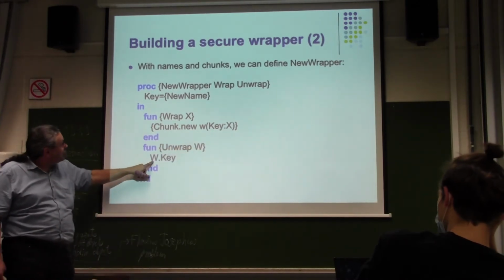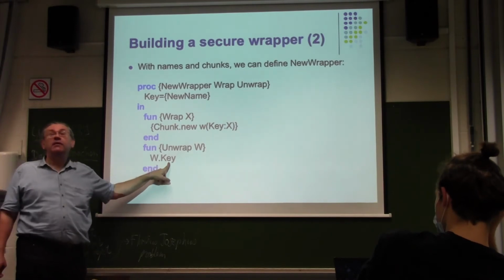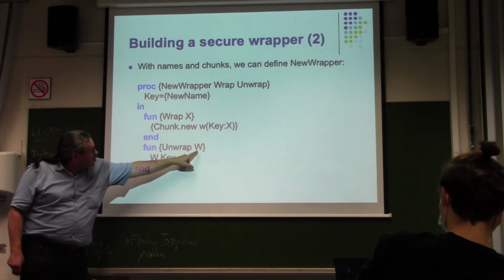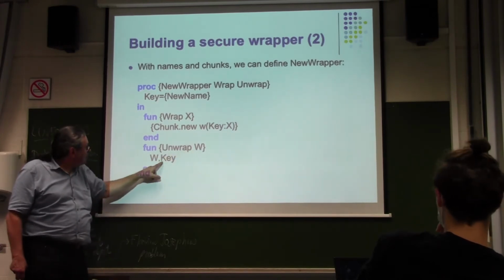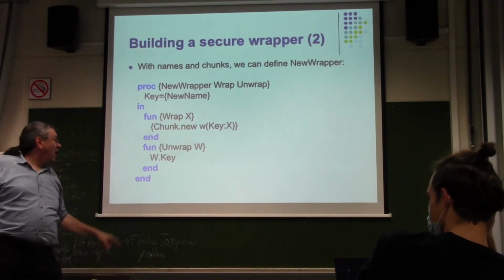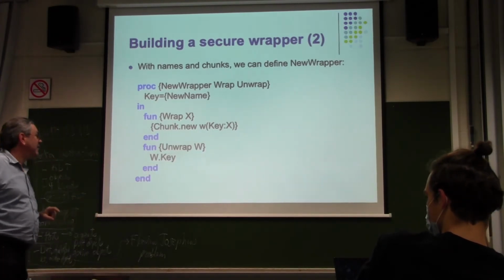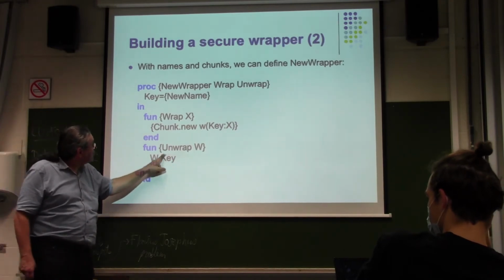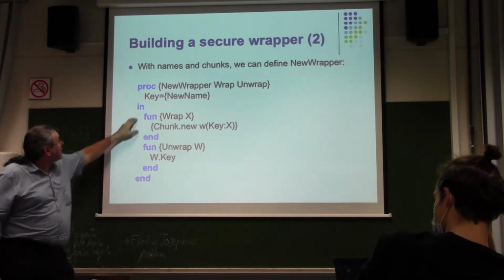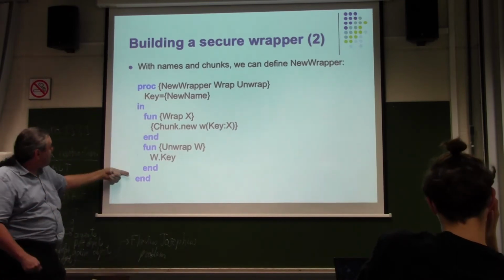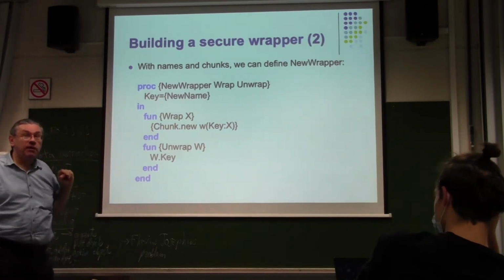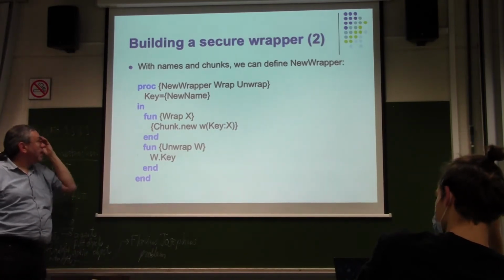So unwrap will just do W dot key. So W will be one of these chunks. So this is a secure record. And the only way to access the element here is to do dot key, okay? So I know the key. So this is provably secure. The key is unforgeable, and it is only known in this part of the code. Nobody else knows it because of lexical scope, okay?